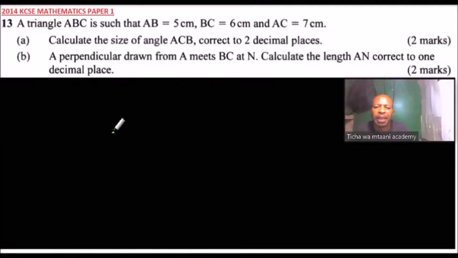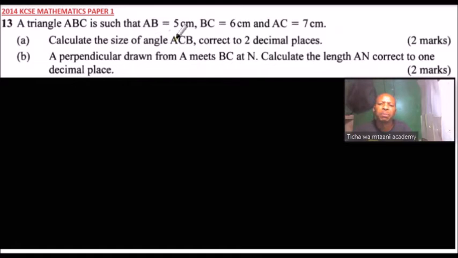This is question number 13. A triangle ABC is such that AB is equal to 5 centimeters, BC is equal to 6 centimeters, and AC is equal to 7 centimeters. Part A, calculate the size of angle ACB, correct to 2 decimal places. Then we have B, a perpendicular drawn from A meets BC at N. Calculate the length of AN, correct to 1 decimal place. The question is 4 marks.